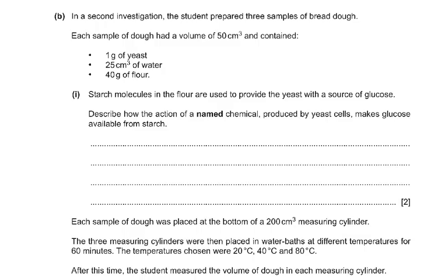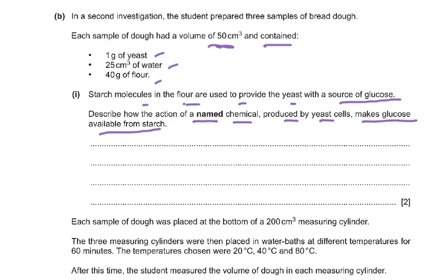In a second investigation, the student prepared 3 samples of bread dough. Each sample of dough had a volume of 50 cm cubed and contained 1 gram of yeast, 25 cm cubed of water, and 40 grams of flour. Starch molecules in the flour are used to provide the yeast with a source of glucose. Describe how the action of a named chemical produced by yeast cells makes glucose available from starch.